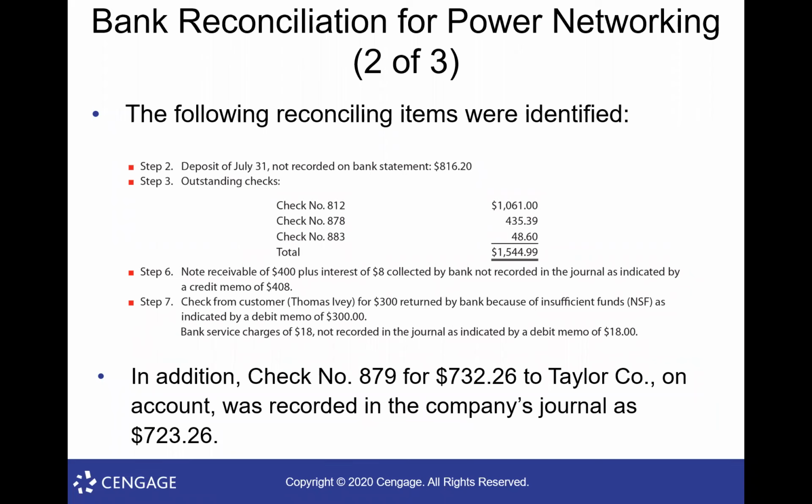Think about that. If your customer writes you a check for $300, when you receive it, you debit your cash account. So then to find out the money didn't come from the bank, you have to take that $300 back off, right? And usually call the customer and yell at them, or not really yell, just say like, hey, kind sir, would you be willing to give me the money you owe me?